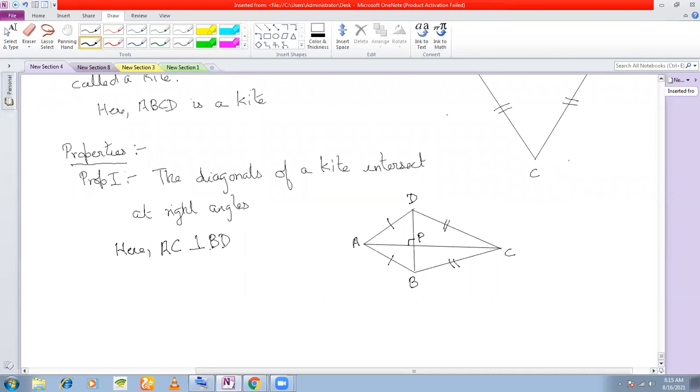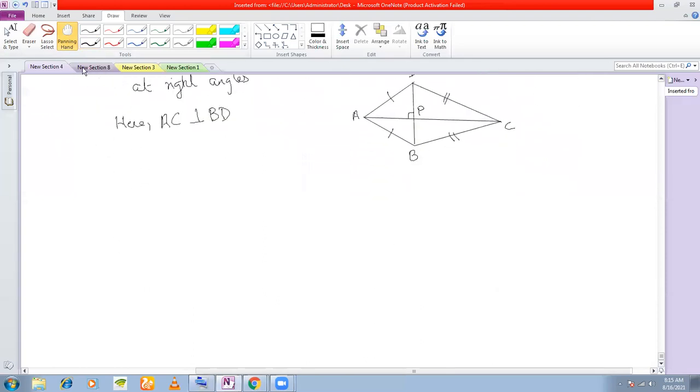Okay, this is just like the property of your rhombus or square, right? In a rhombus also diagonals intersect at right angles, and in a square also the diagonals intersect at right angles. So this is property number 1. Let's move to property number 2.